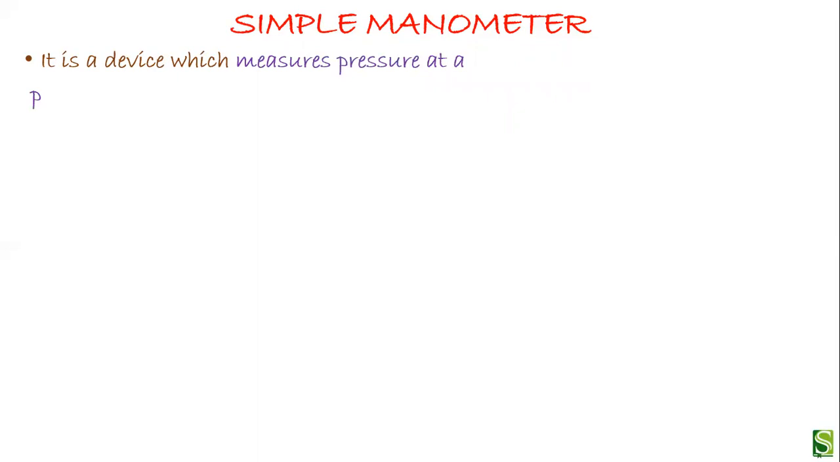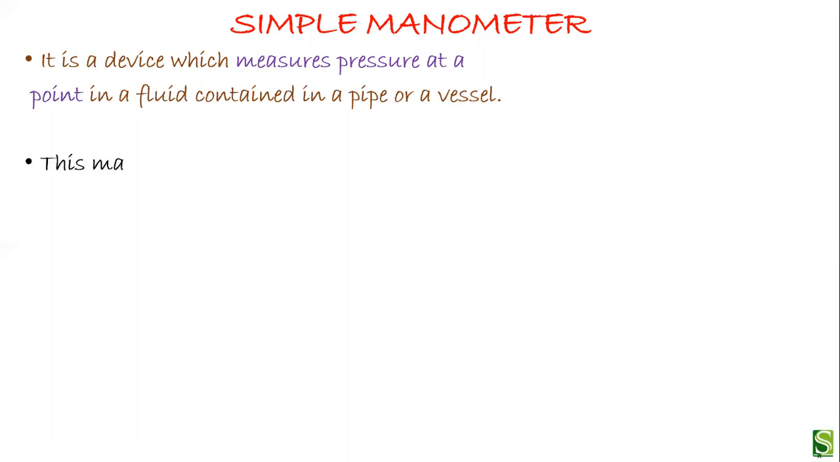First let us see what a simple manometer is. It is a device which measures the pressure at a point in a fluid contained in a pipe or a vessel. You have to keep in mind it will be measuring only the pressure at a single point in a fluid which is flowing through a pipe or a vessel. This manometer is the most commonly used one.